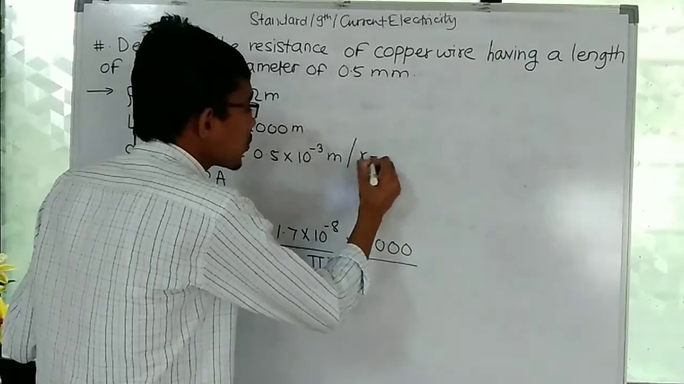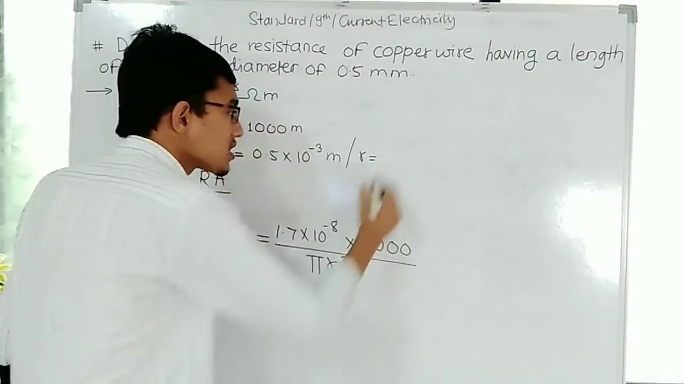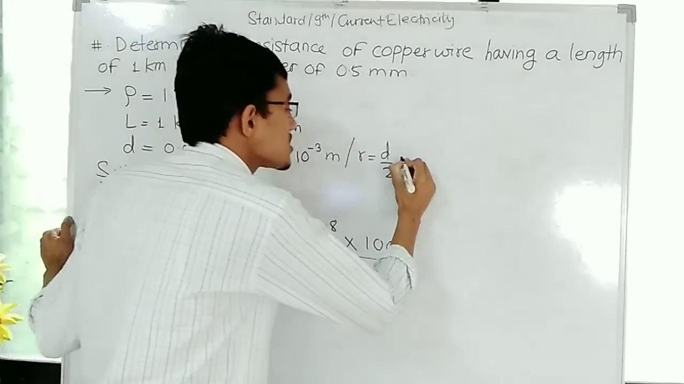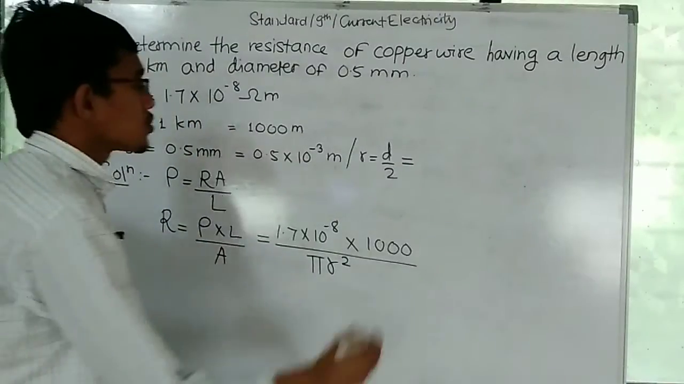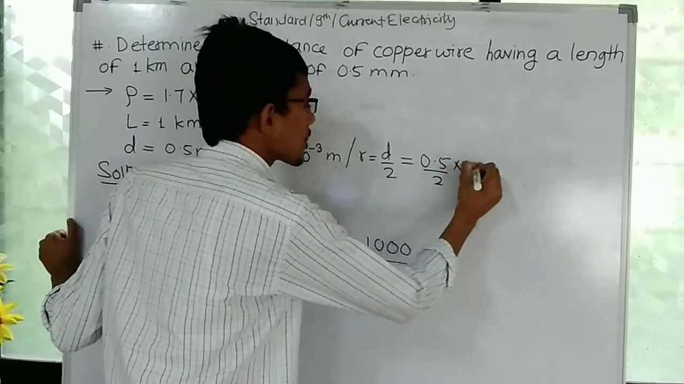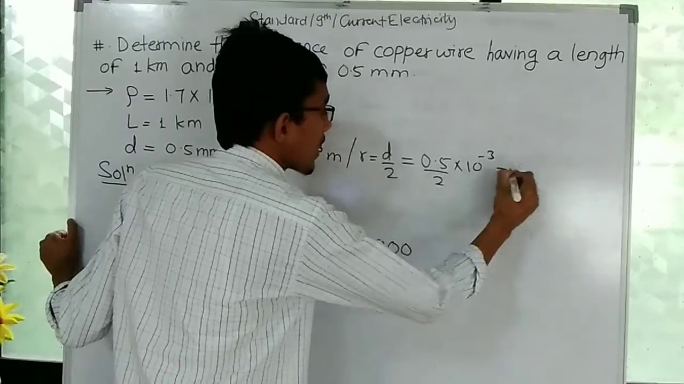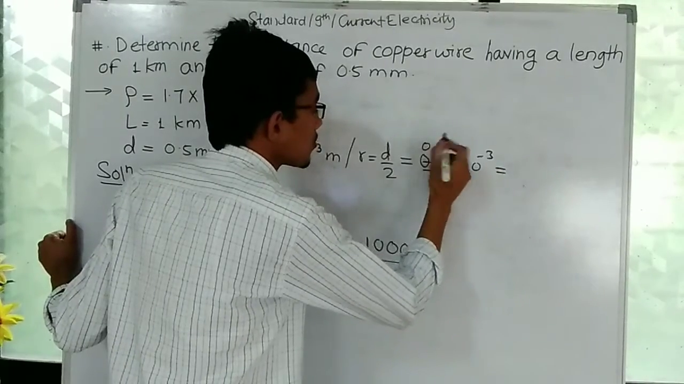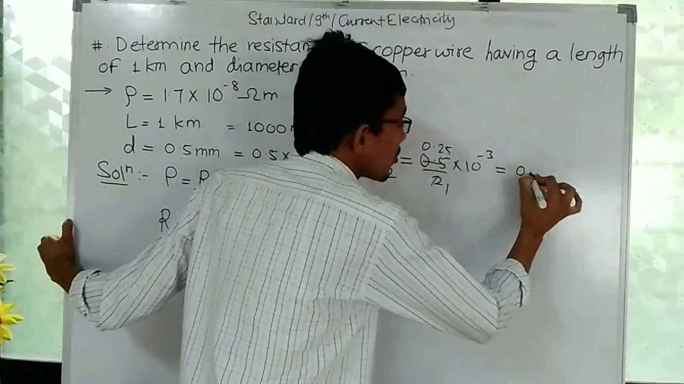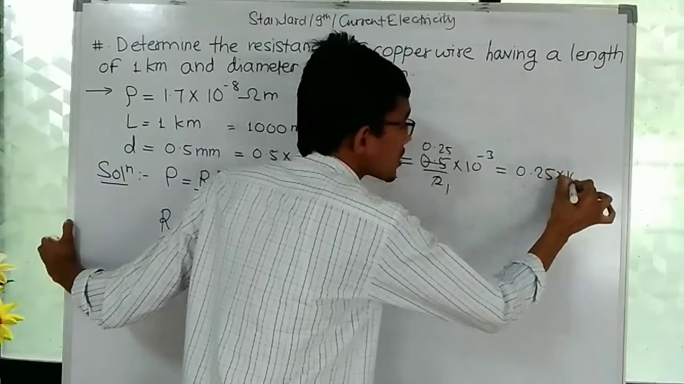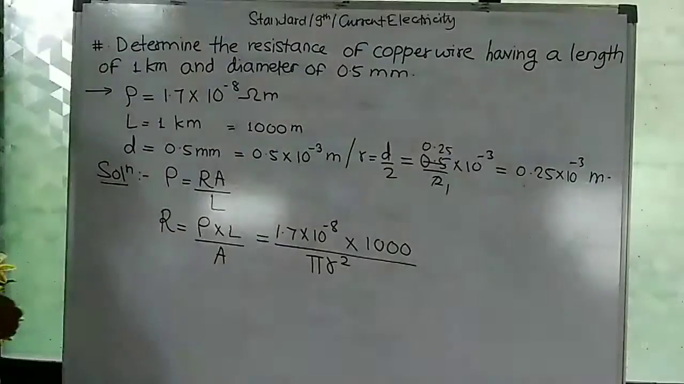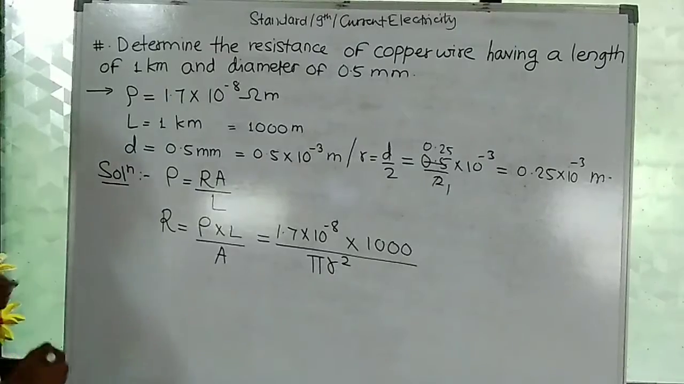So what is r? It is nothing but d by 2. Radius is half of the diameter. So we will take 0.5 divided by 2 into 10 raised to minus 3, and it is 0.25 into 10 raised to minus 3 meters. Okay, 0.25 into 10 raised to minus 3 meter is the radius.